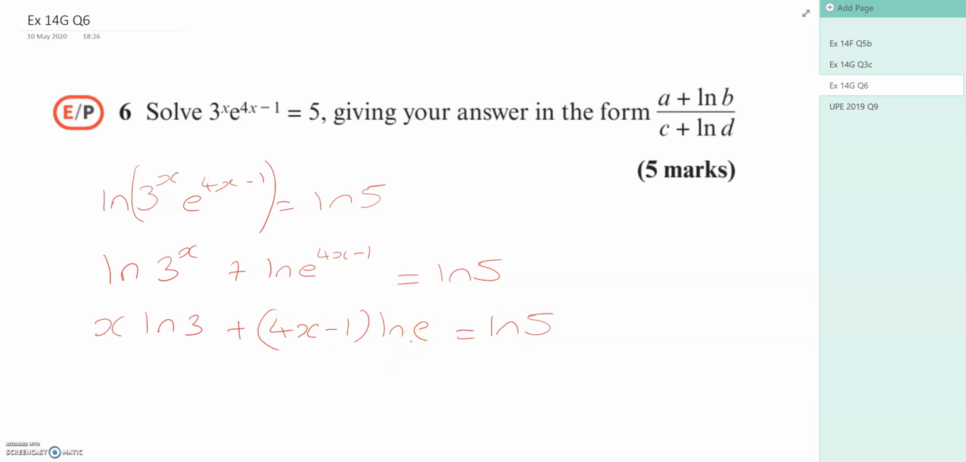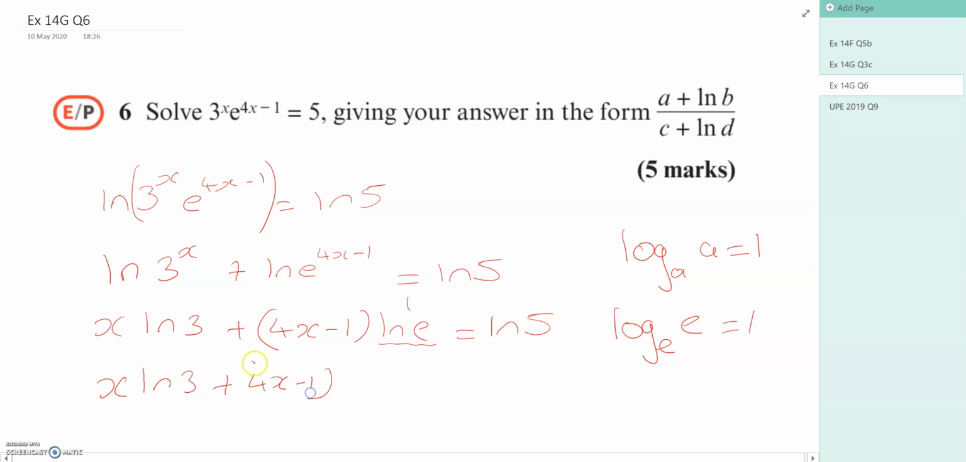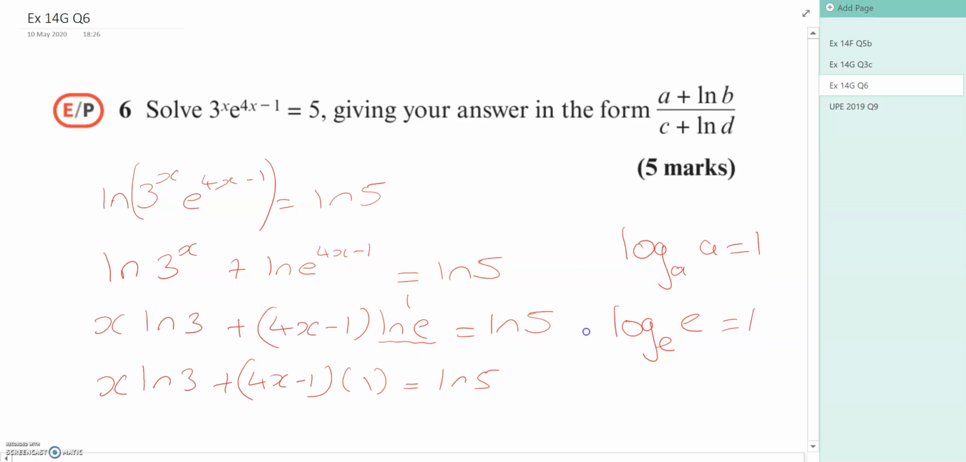But what's another law that we had? Log base a of a equals 1. Well, that makes sense because a to the power 1 equals a. Well, then let's have a look at ln e. Ln is log base e, so ln e is log base e of e. I've got the same base and the same number here, so that must be 1. So this section here just equals 1. So I've got x ln 3 plus 4x minus 1 times by 1 equals ln 5. Now I need to make x the subject.